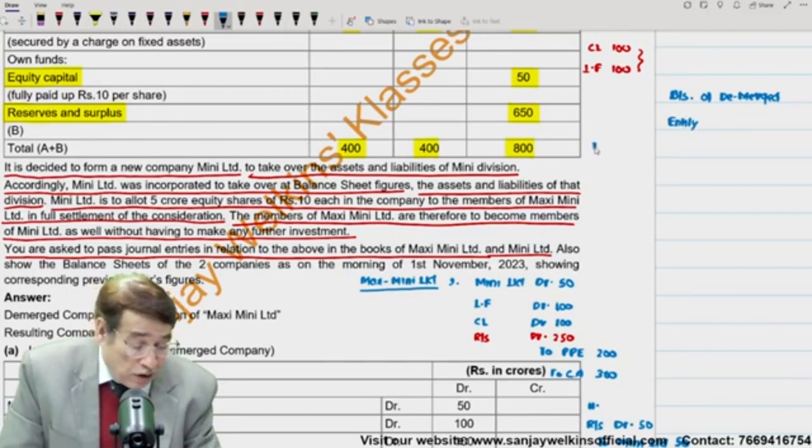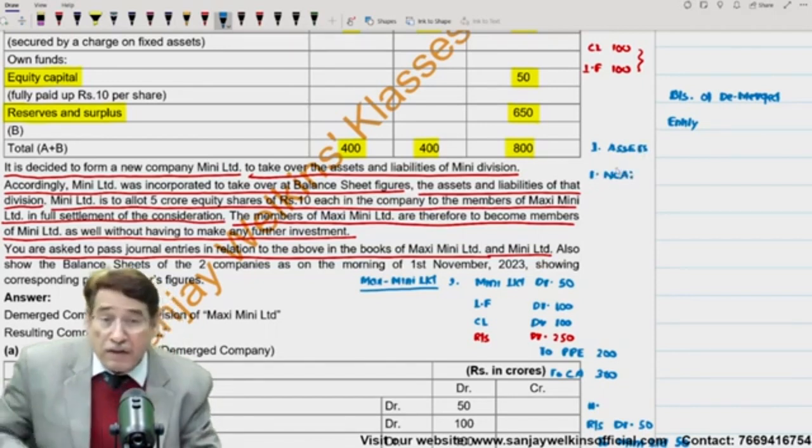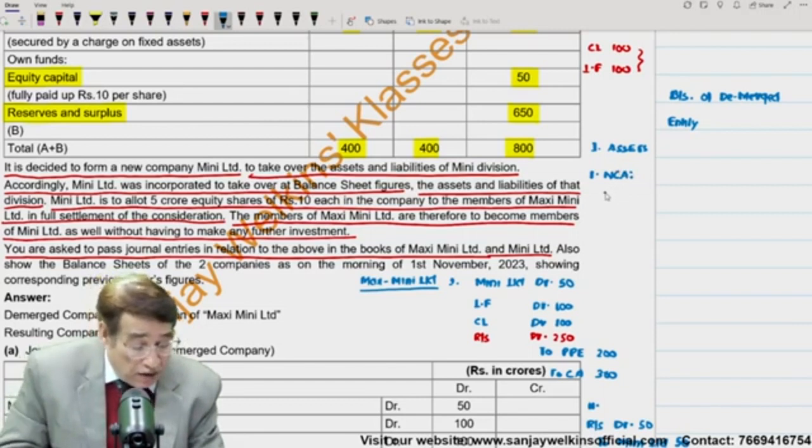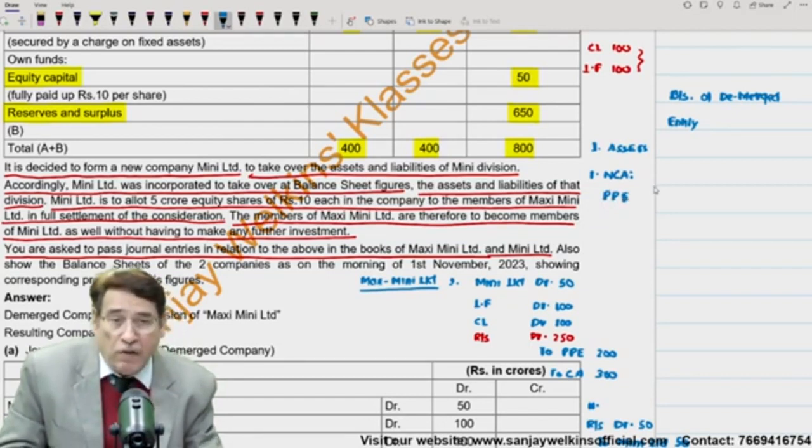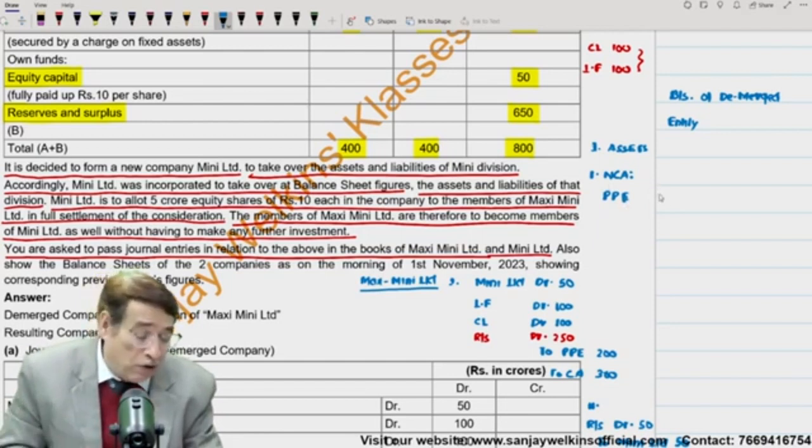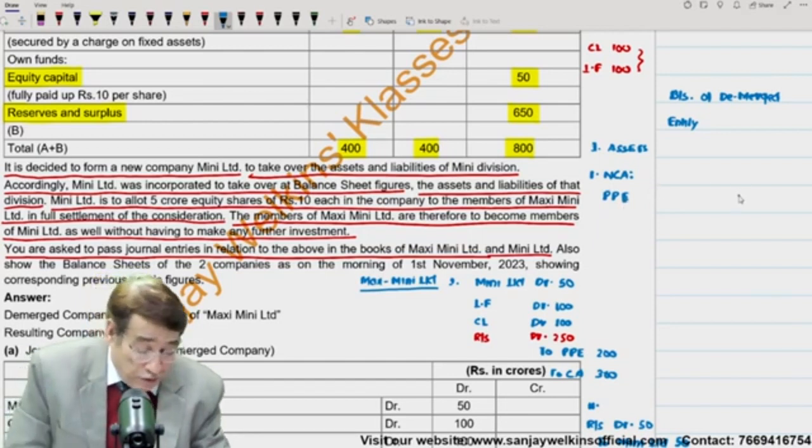In the balance sheet, you are going to write the assets. Under the assets, you are going to write the non-current assets. Only one item of non-current asset is given in the balance sheet, and that is property, plant and equipment. Think of the division not taken over. Mini division is taken over, Maxi division is not taken over. And the written down value of Maxi division, you simply write here as 100.